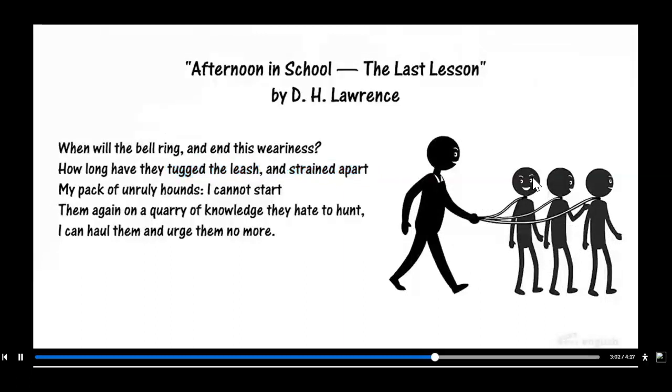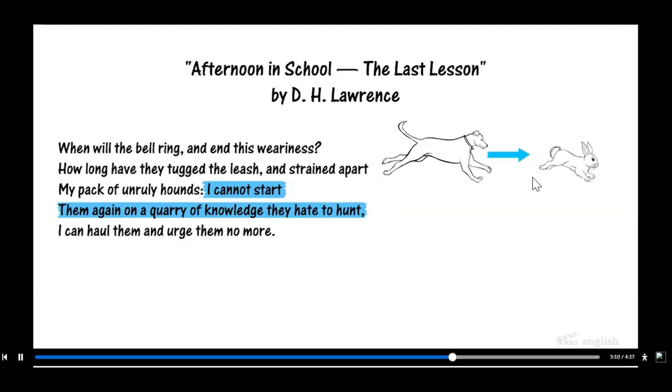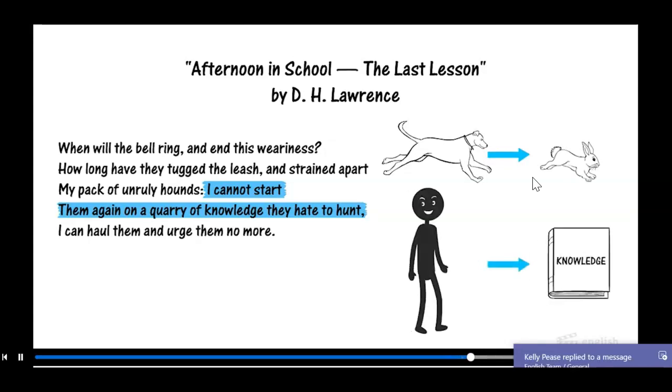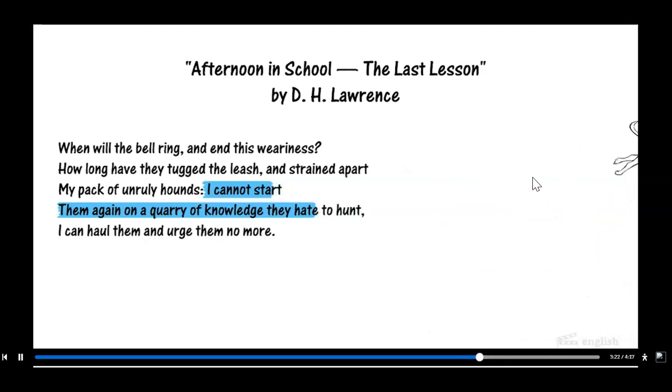Lawrence goes on to have his narrator complain that he cannot get his students to start on a quarry of knowledge they hate to hunt. In this use, quarry means the animal that hounds chase in a hunt. So the narrator is taking the metaphor one step further to say that his students are so unruly that he cannot even get them interested in the hunt for knowledge.